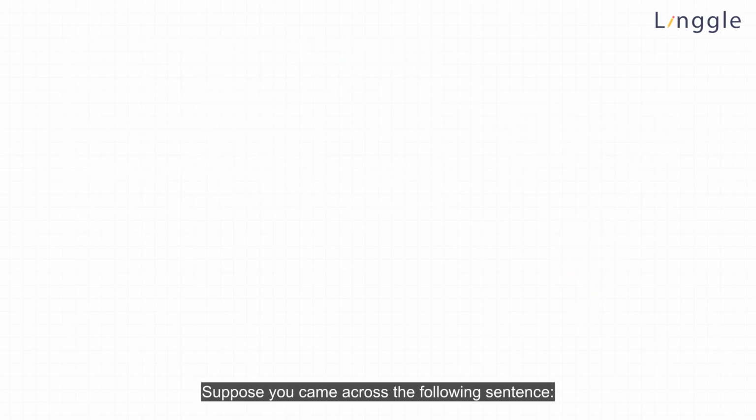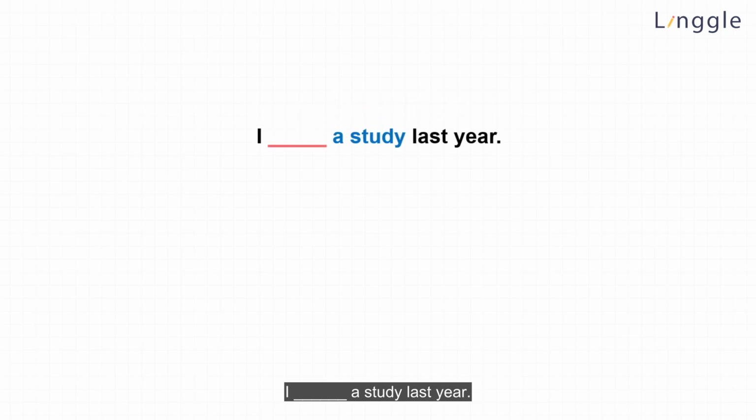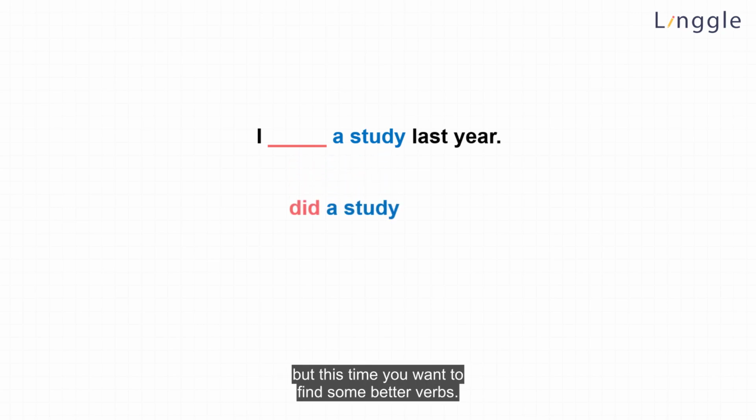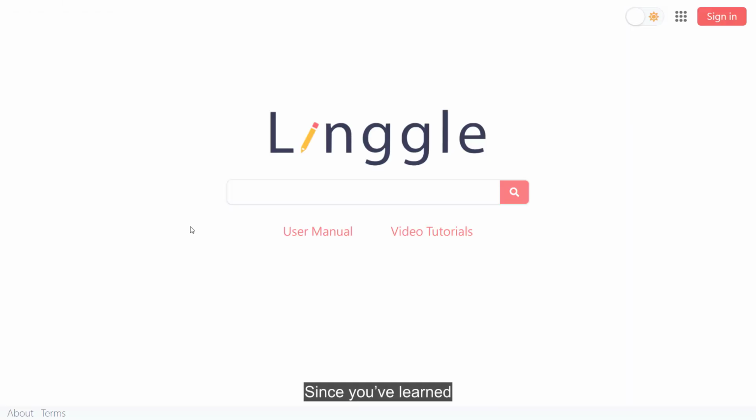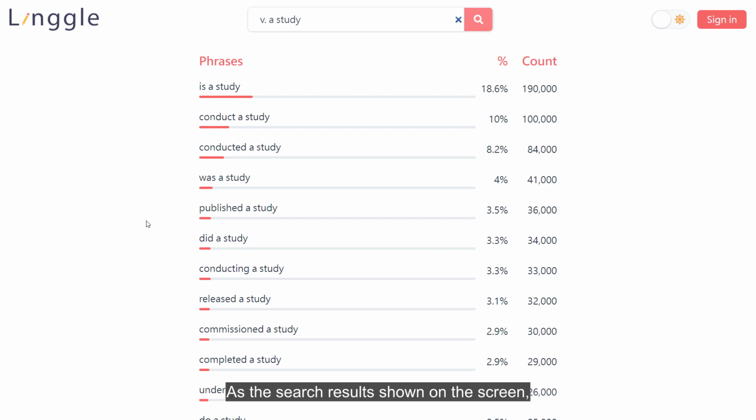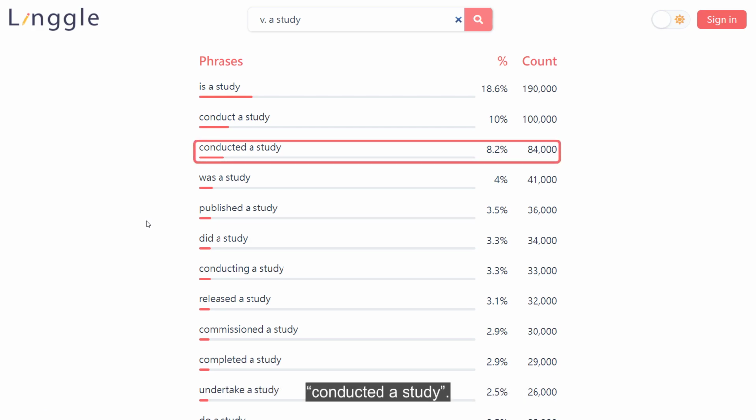Suppose you came across the following sentence: I studied last year. You recognize the sentence from a previous lesson where you used did a study. But this time, you want to find some better verbs. Since you've learned how to use the syntax commands, you type in verb, study. As the search results show on the screen, a good combination is found: conducted a study.